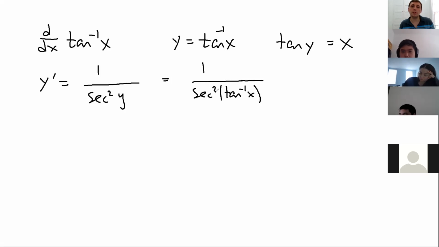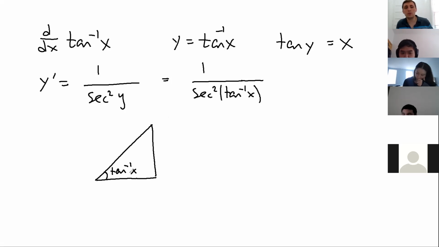Now let's calculate what is secant squared tangent inverse x, please. So I am drawing myself a triangle. And here I place tangent inverse. Tell me what should I do next, please. Help me.